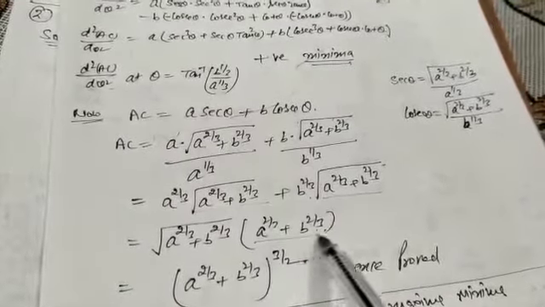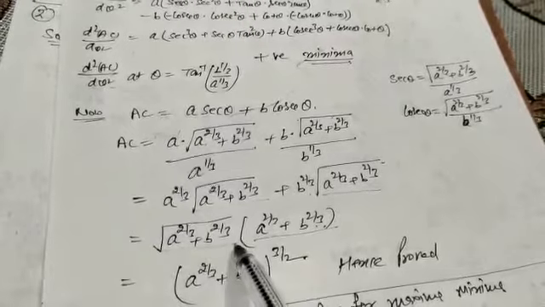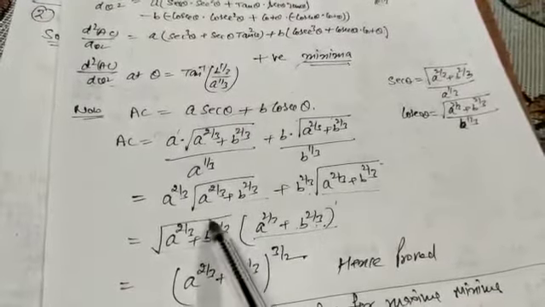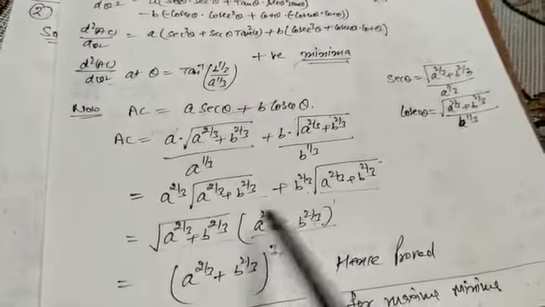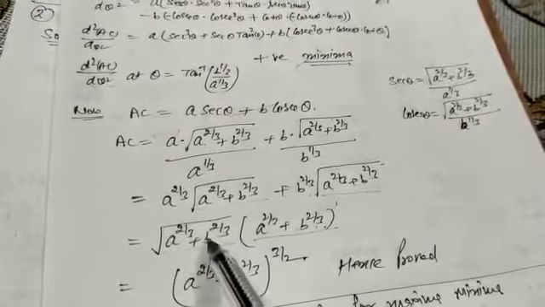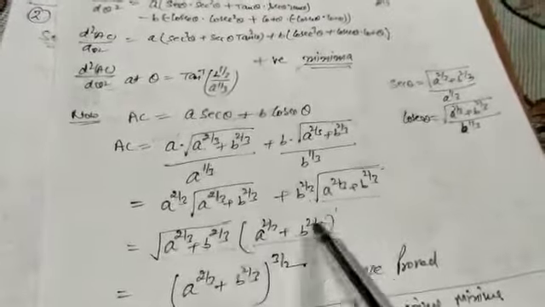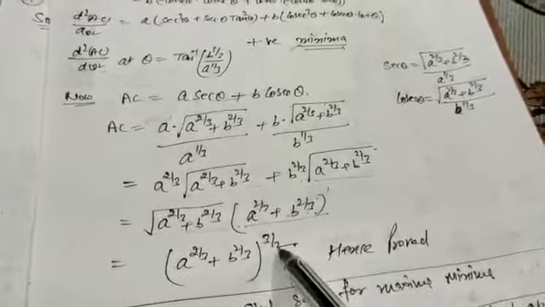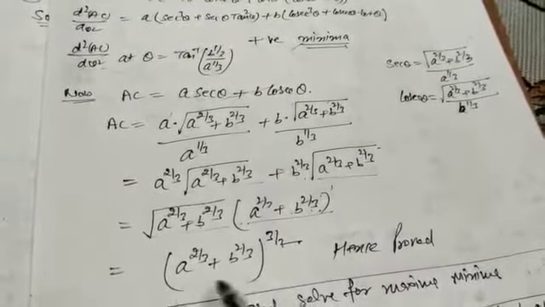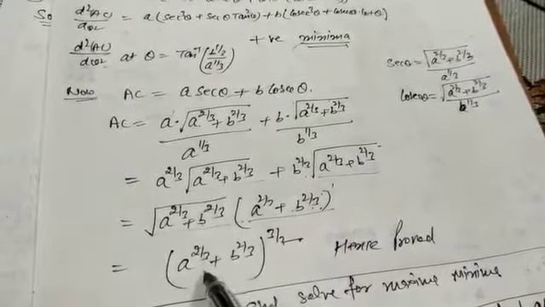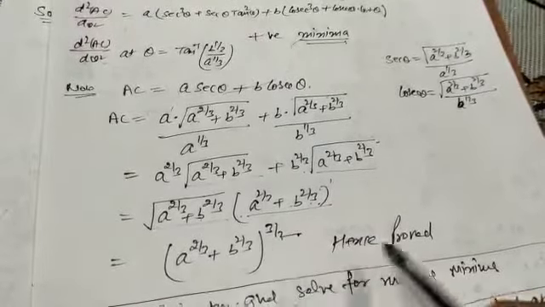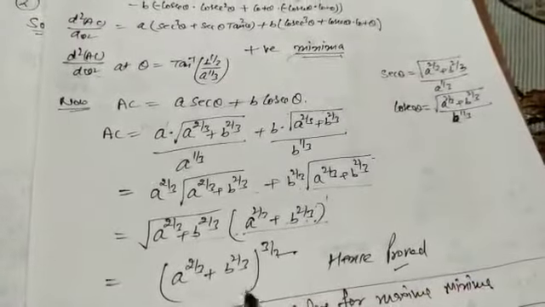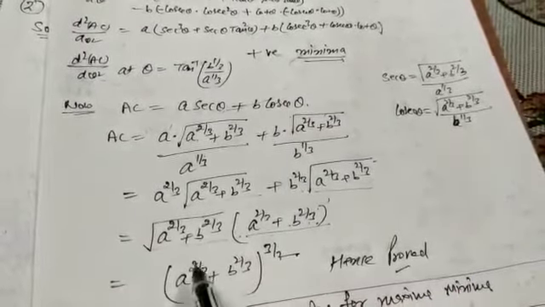If you observe, this term and this term are exactly same, and they have a power difference. This contains a power 1 and this contains a power half. When two terms are in multiplication having the same base but different power, then these powers go for addition. So 1 and half makes the result 3 by 2. Therefore the length of hypotenuse is equals to (a to power 2 by 3 plus b to power 2 by 3) to power 3 by 2. This is your proof. Now these questions are important for local maxima minima.